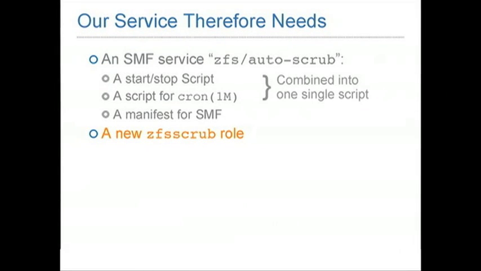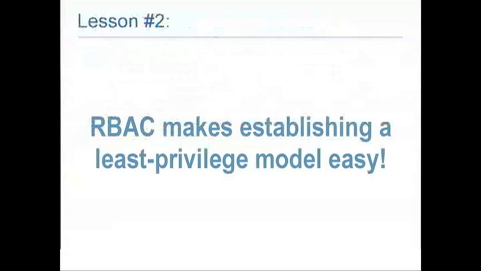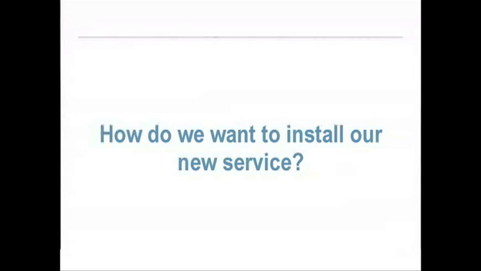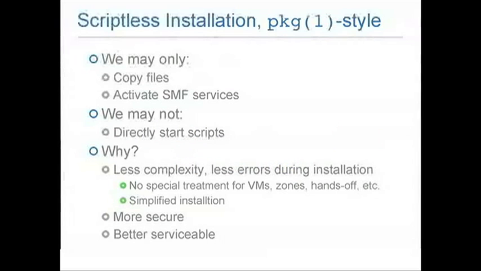But then, of course, I became a little bit more ambitious, and I thought, okay, so here's the lesson. Role-based access control makes it easy to establish a least privilege model. So then I thought, how about installing our new service? I want to use IPKG eventually. So this is what IPKG lets you do. When you create an IPKG package, you can copy files, you can activate new SMF services, which is what we want, but you cannot start any scripts.